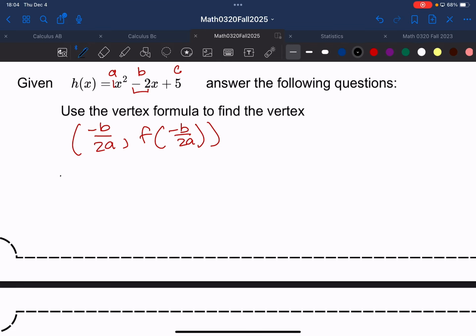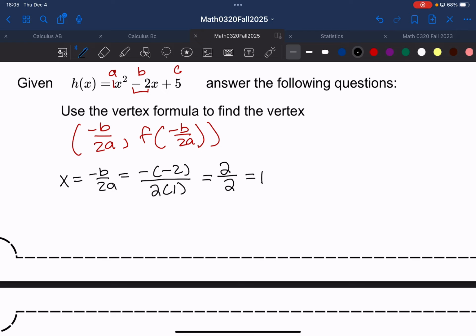So in order to find x, I'm going to say x is equal to -b over 2a. Well, b is -2, so technically I have -(-2). And a is 1, so I have 2 times 1. Which means my x value is going to be what number? 1, because minus a -2 turns into a +2. 2 times 1 is +2. 2 divided by 2 is 1. Okay, that is my x value.